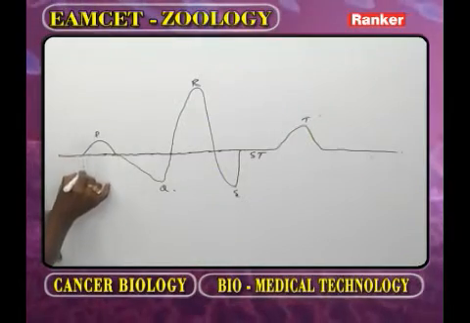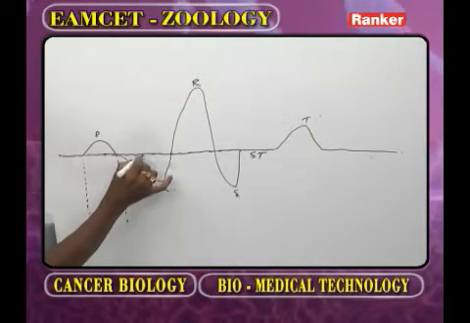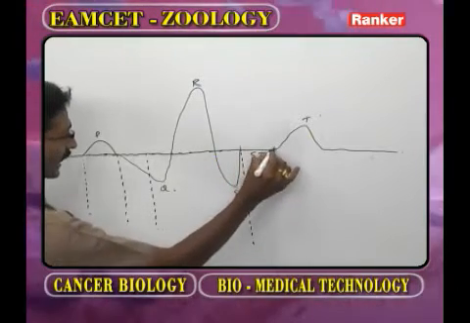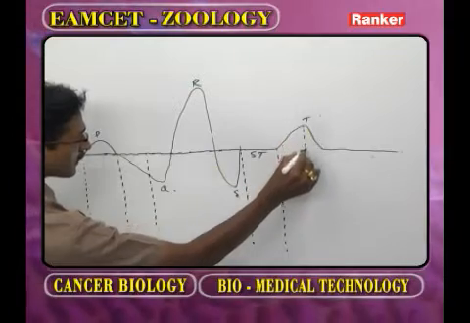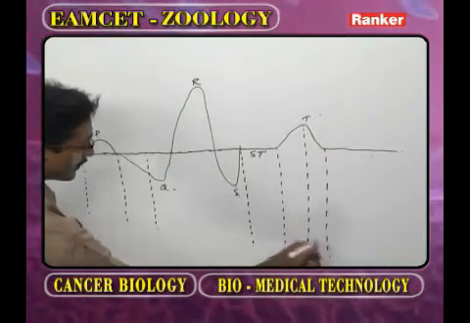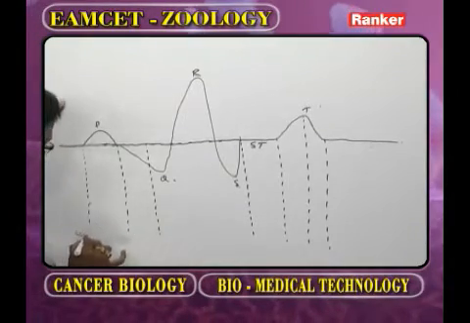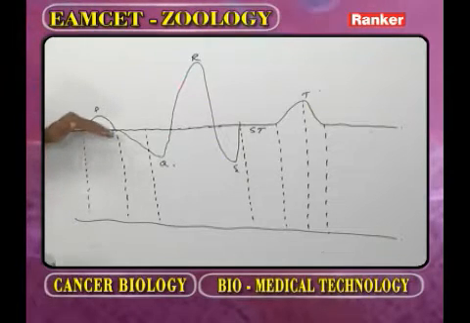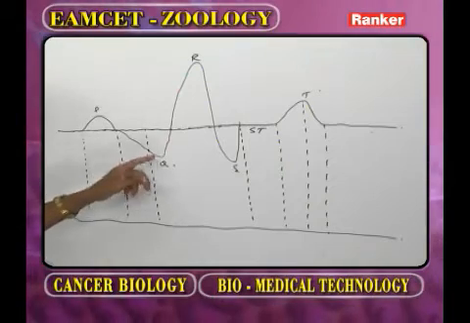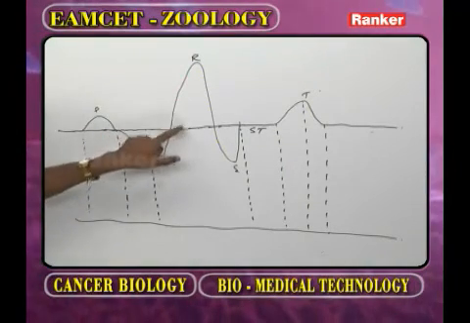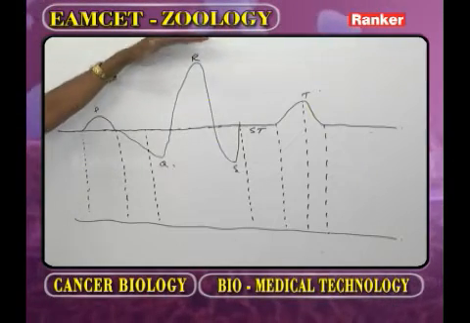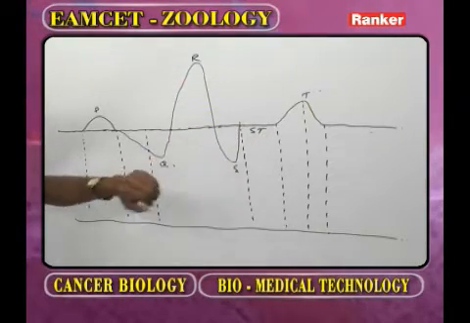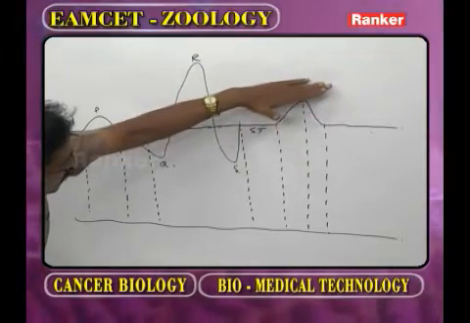Now as we observe this diagram, this is the graph. This is the P wave. Above the baseline, the P wave is an upward deflection. Q is below the baseline, a downward deflection. And R is above the baseline, an upward deflection. S is below the baseline, a downward deflection. And ST is on the baseline. And the T is above the baseline, an upward deflection.